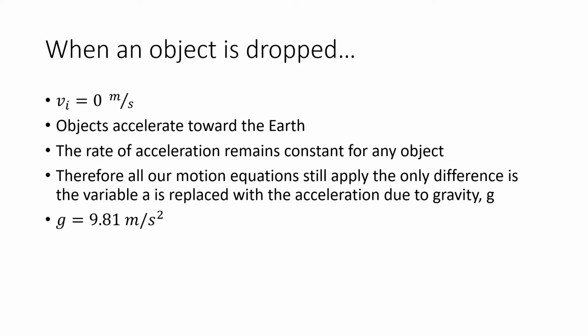The rate of acceleration is going to remain constant for any object. Doesn't matter what the object is. It's going to remain constant. Therefore, all our motion equations that we went over still apply. The only difference is that the variable a is replaced with the acceleration due to gravity, g, and that's going to be 9.81 meters per second squared. So basically, we've taken a variable and turned it into a constant by using gravity. Hopefully that makes sense.